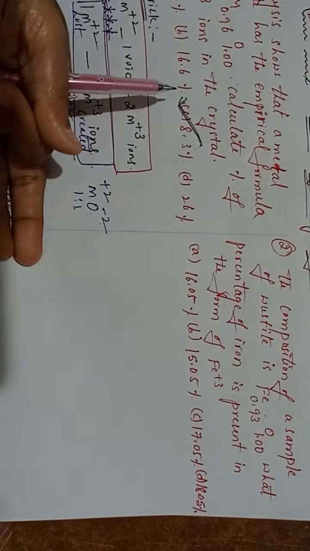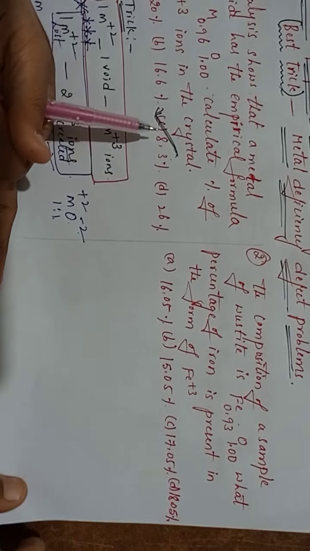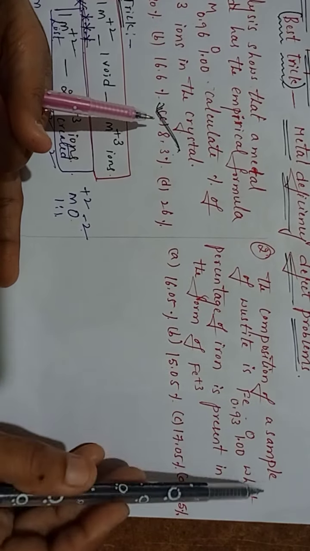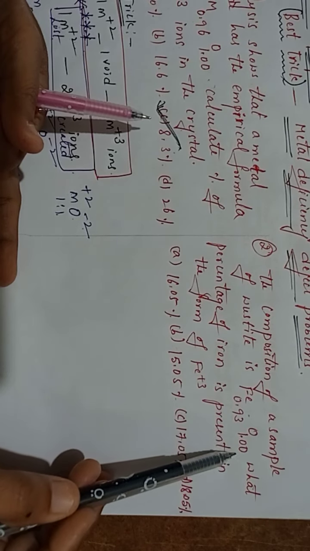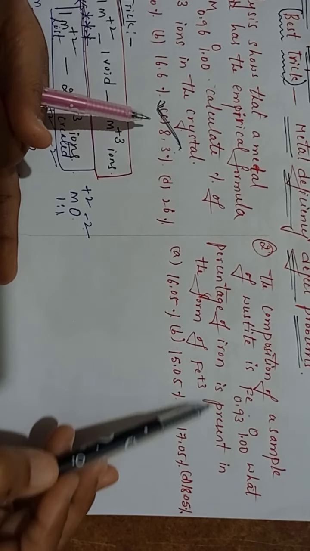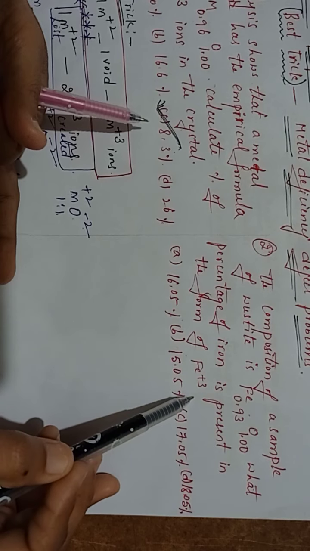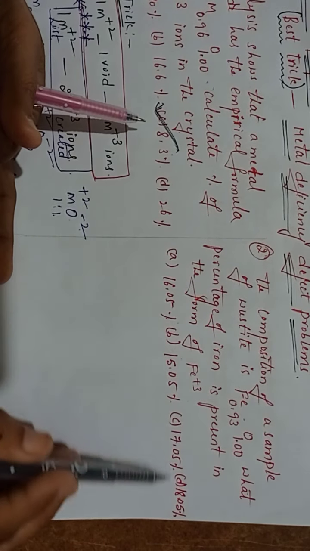Second question, what asked? The composition of a sample of wustite is iron 0.93, oxygen 1.00. What percentage of iron is present in the form of Fe+3? See here, students, here 4 options given.